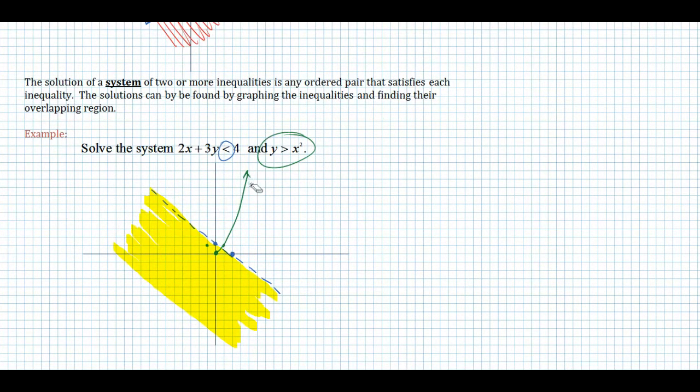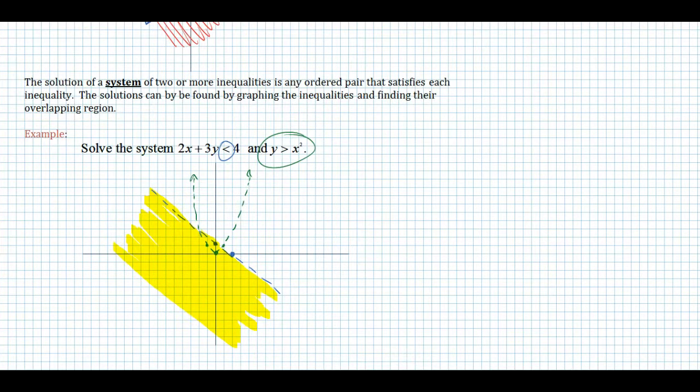Oh, did you catch my mistake? Should have been dashed. So dashed line. Again, I haven't really checked the next points very well, but it's good enough for me. And there it is. And now what I want to do for this dashed line is I now want to test a shaded region. So again, I will test the point.